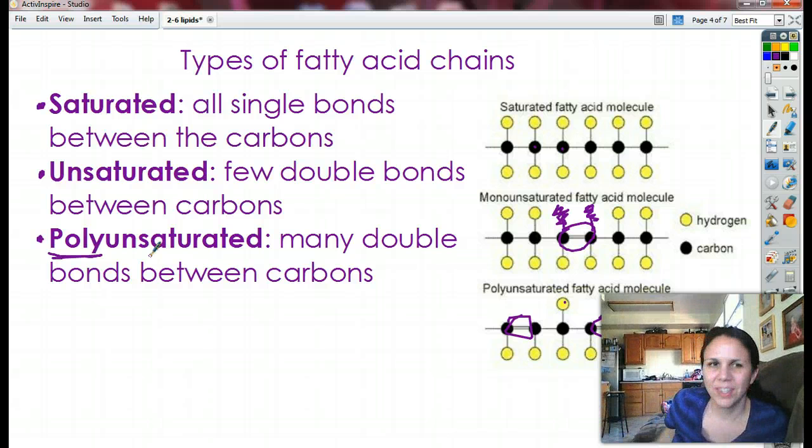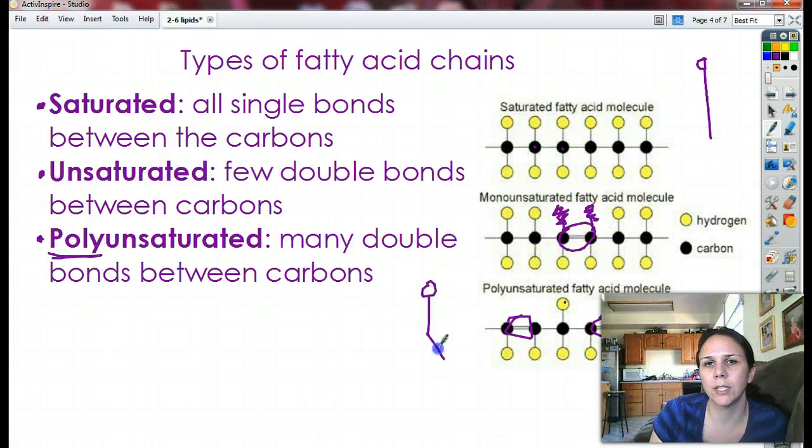There. So polyunsaturated just means lots of double bonds in there. Now what happens is that the fatty acids, when they're saturated, they make straight chains. When they're unsaturated, everywhere there's a double bond, it goes kink, like that. So if there's one with lots of double bonds in it, kink, kink, kink, kink, kink, like that. So you can tell if a fatty acid is saturated or not saturated based on the shape of the tail.